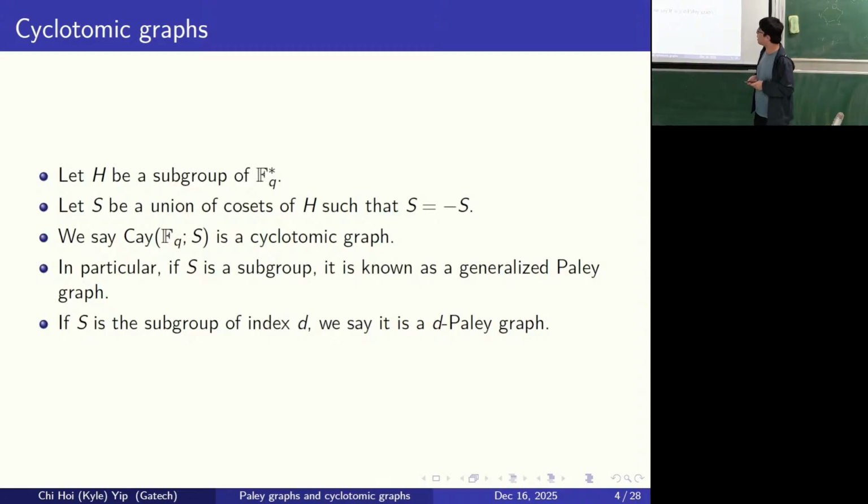For cyclotomic graphs, the idea is that sometimes we want to consider the connection set not just as a subgroup, but as a union of some cosets of a subgroup. For example, if H is a subgroup of index 5, we can take 2 cosets of this subgroup and put them together to get the connection set S, and then we get a cyclotomic graph. I guess the initial motivation for studying cyclotomic graphs is to construct new families of strongly regular graphs, but cyclotomic graphs are also of independent interest.